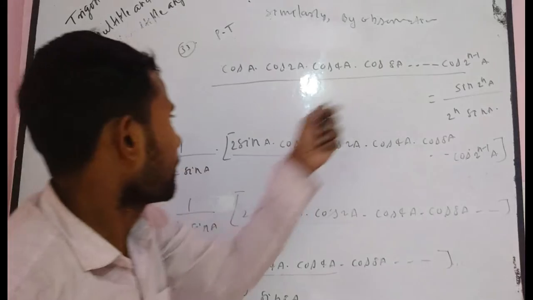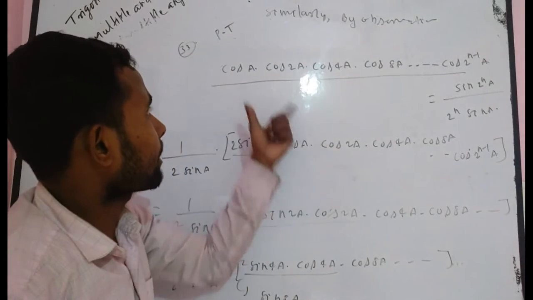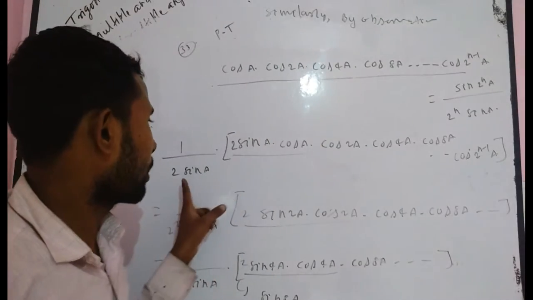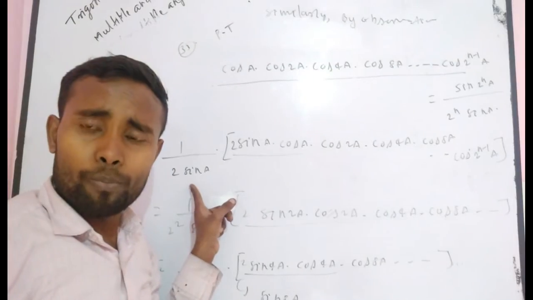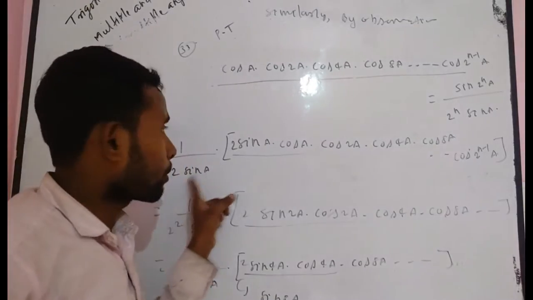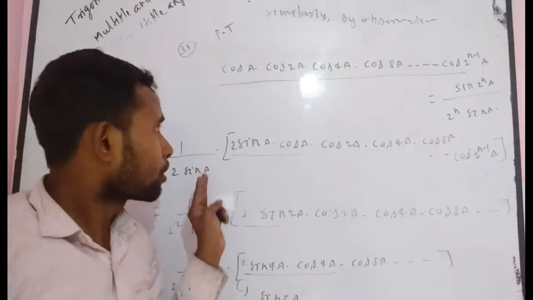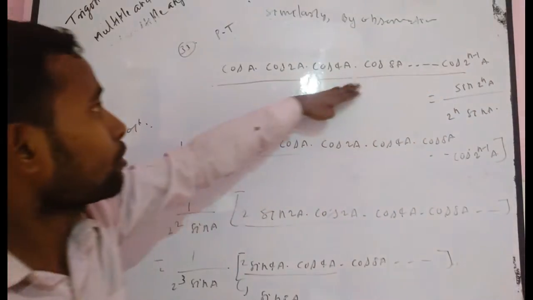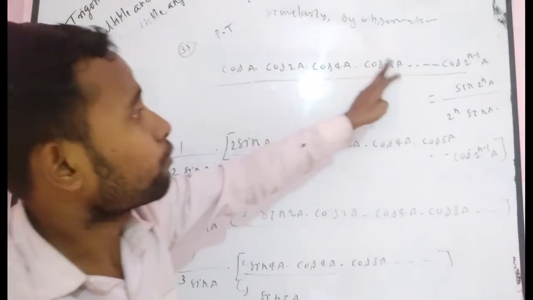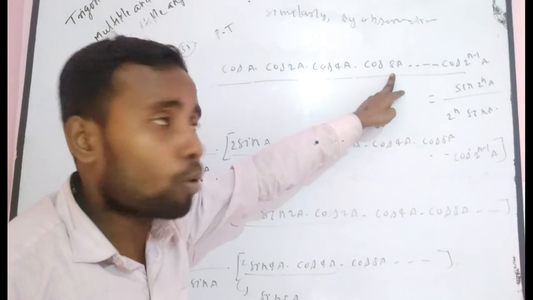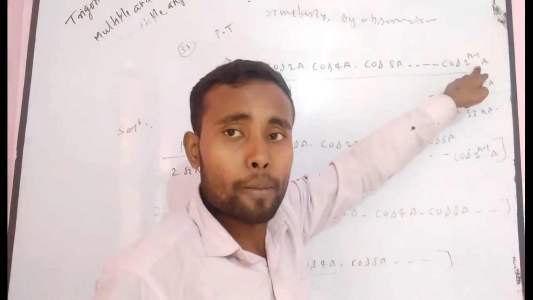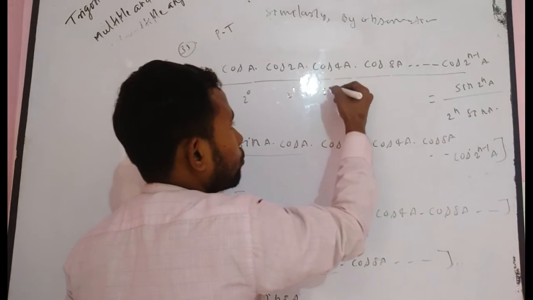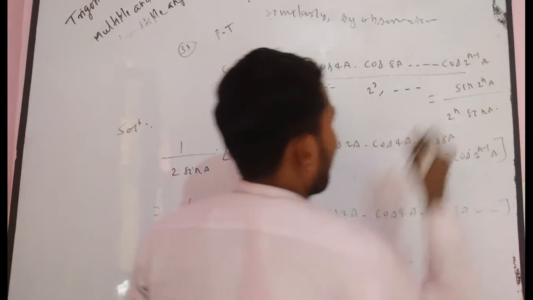If you take 3 terms here, then you have to multiply at least 2 times by 2. If there are 3 terms, then you have to multiply 2 times. Similarly, if there are n minus 1 terms, that means 2 to the power n minus 1. If you consider 2 to the power 0, 2 to the power 1, 2 to the power 2, 2 to the power 3, up to 2 to the power n minus 1.